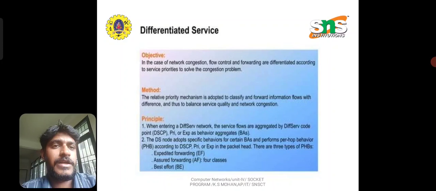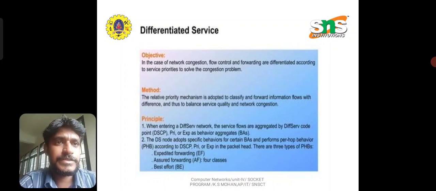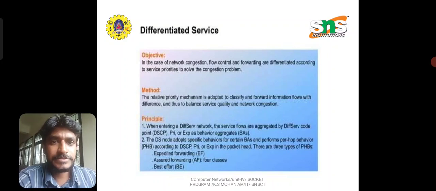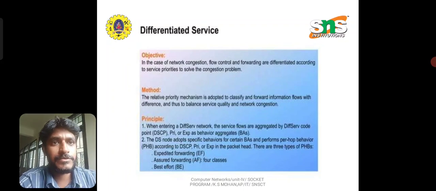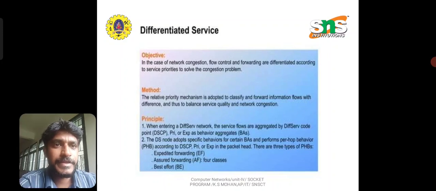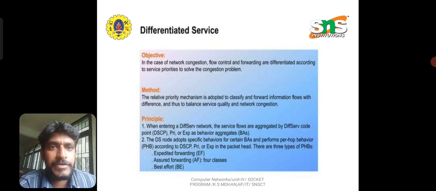Now we are talking about the differentiated service. The objective of differentiated service is to address network congestion. Due to network traffic, congestion will occur. So flow control and forwarding differ according to the services provided, to solve the congestion problem. The method is a relative priority mechanism adopted to classify and forward information flows differently, thus balancing service quality and network congestion.